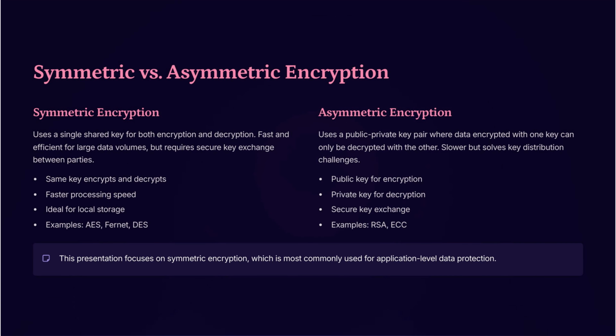Symmetric encryption uses a single shared key for both encryption and decryption, offering fast processing ideal for large data volumes and local storage. Examples include Advanced Encryption Standard, Fernet, and Data Encryption Standard. In contrast, asymmetric encryption uses a public-private key pair, solving key distribution challenges, but with slower processing. Examples include Rivest-Shamir-Adleman and elliptic curve cryptography.